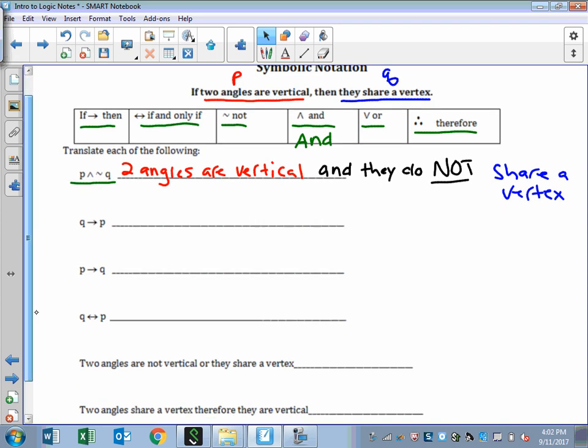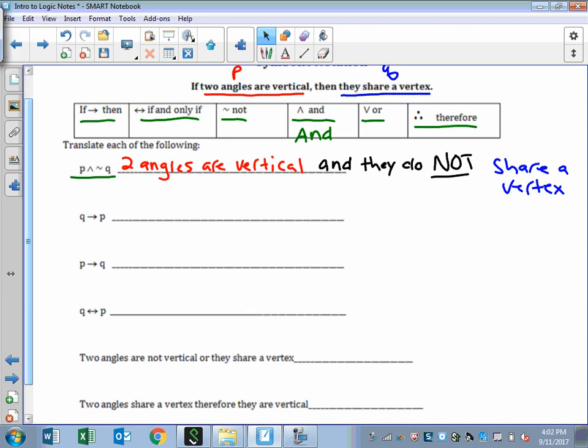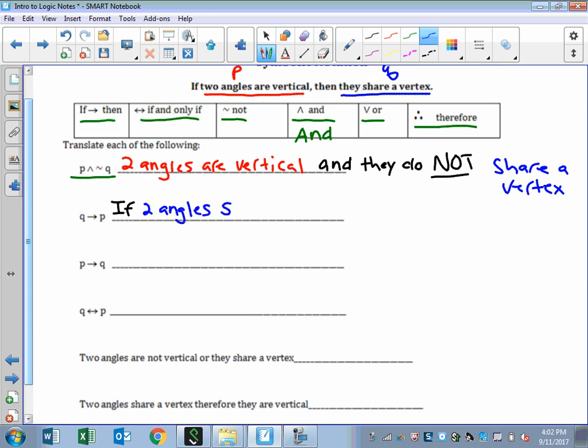Okay, next we have Q arrow P. So we're going to start with Q this time. With the arrows, you always start with if for the arrow pointing one way. If two angles share a vertex, then they are vertical.